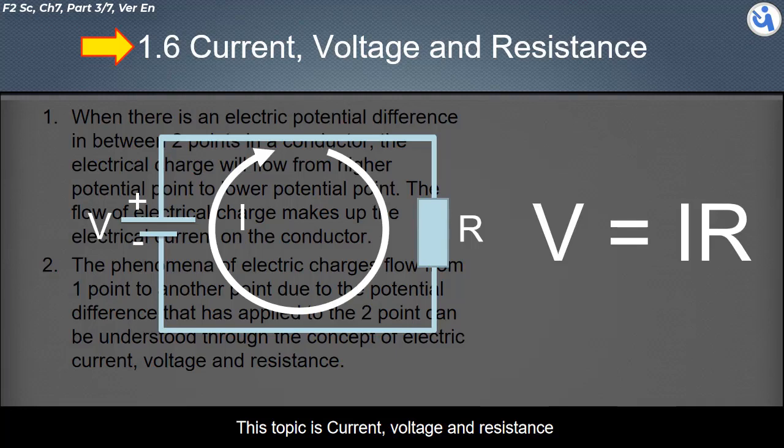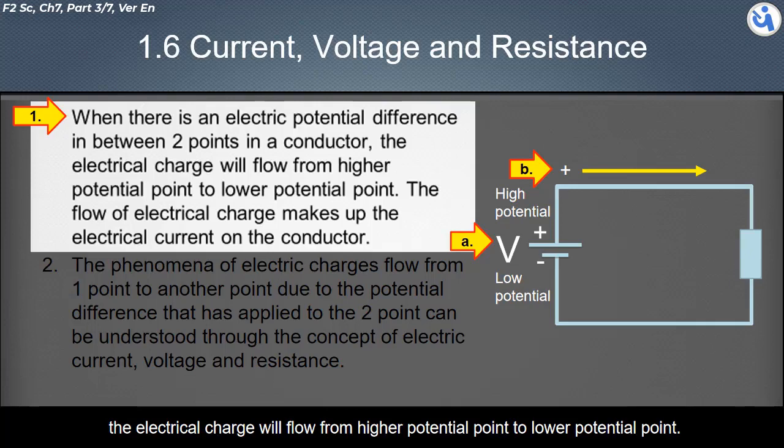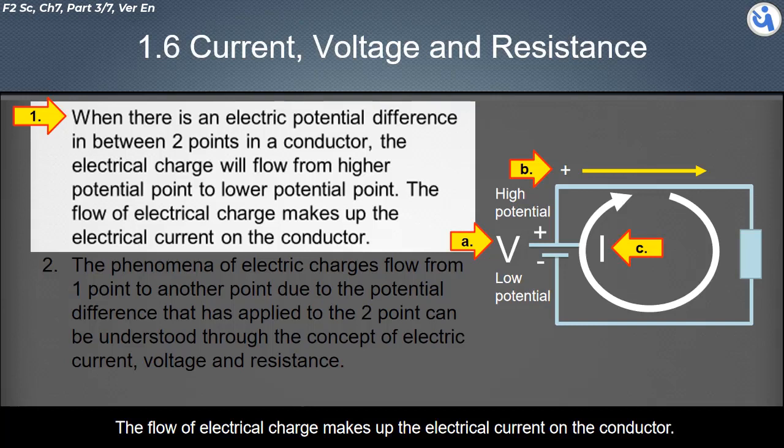This topic is current, voltage, and resistance. When there is an electric potential difference between 2 points in a conductor, the electrical charge will flow from higher potential point to lower potential point. The flow of electrical charge makes up the electrical current in the conductor. The conclusion is, electric potential difference makes up the current in a conductor.